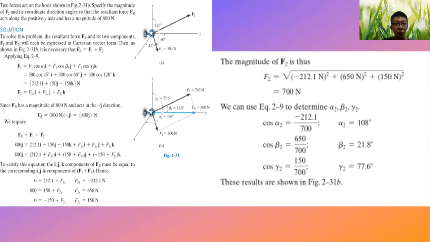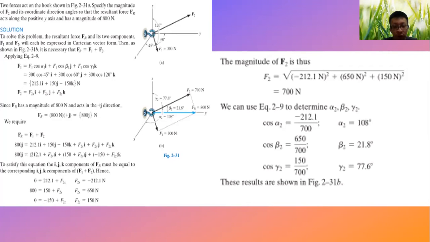The force F on the hook shown in the figure 2.31a, specify the magnitude of F2 and its coordinate direction angles. Okay, so for this one, as you can see, there are two forces on one hook. So F1, F2, and there's no angle given, there's no force given for F2, but we know the alpha, beta, and gamma of F1. So we get F1 equals F1 cos alpha I plus F1 cos beta J plus F1 cos gamma K. So we get 212 I plus 150 J minus 150 K.